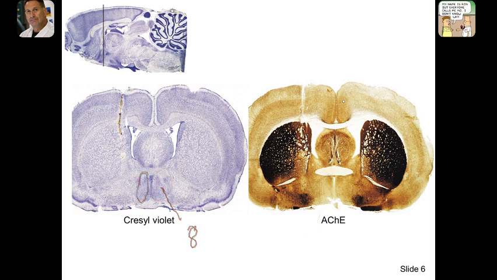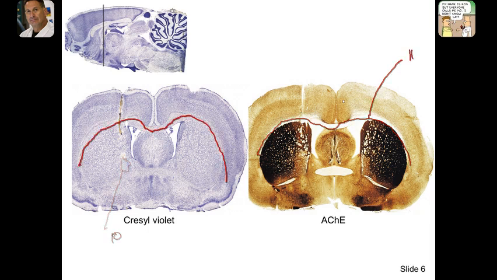We have the basal forebrain here, also known as the nucleus basalis. We have a little bit of the globus pallidus on this side, just a little bit on this one. We have the corpus callosum, crossing white matter. And we have the third ventricle here.